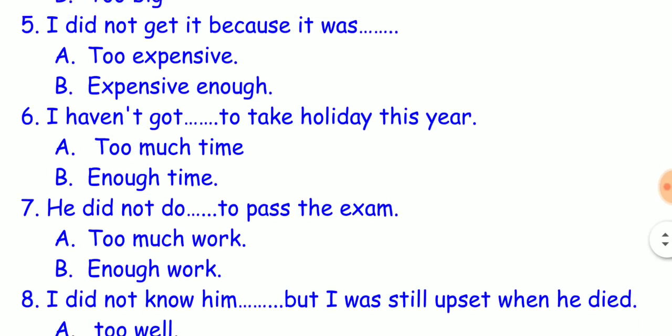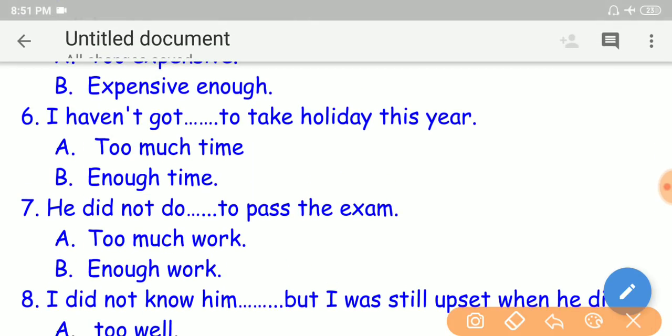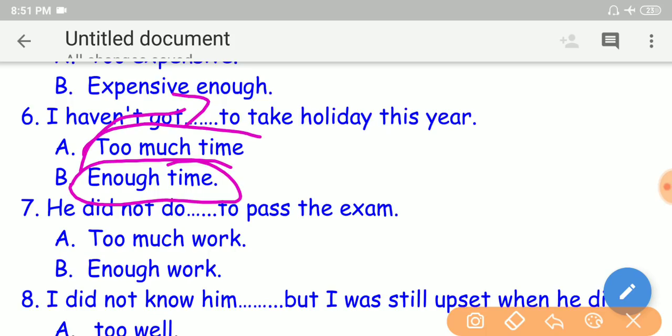I haven't got dash time to take a holiday this year. I haven't got enough time. Enough is most suitable, so at least the necessary time. I haven't got even the necessary time to take a holiday this year. Too much means more than necessity. Necessary time is the most suitable one, my dear friends. That's why enough time is the correct answer.